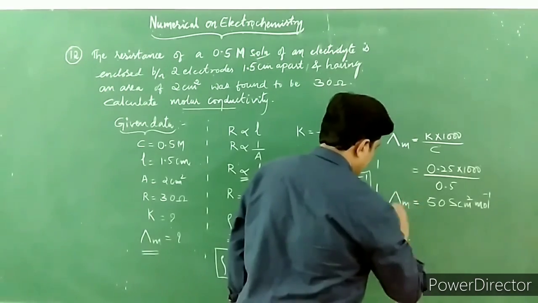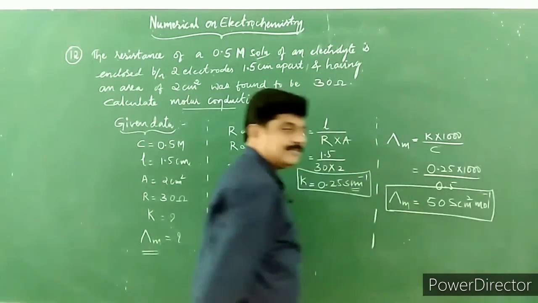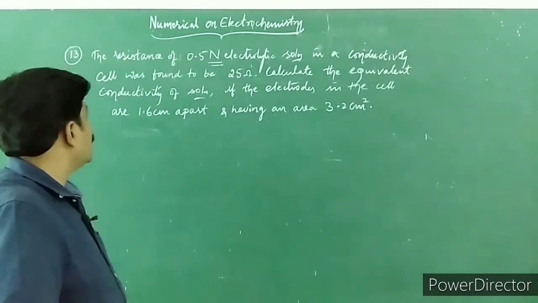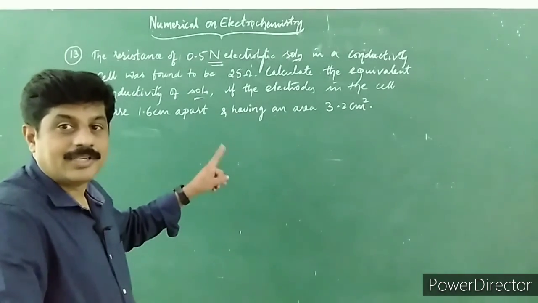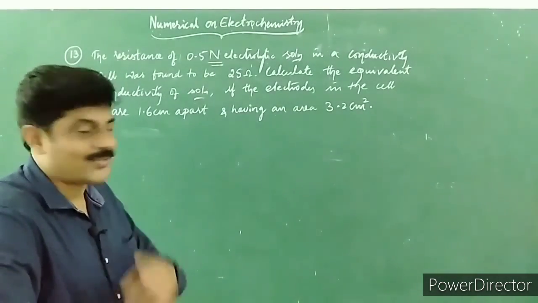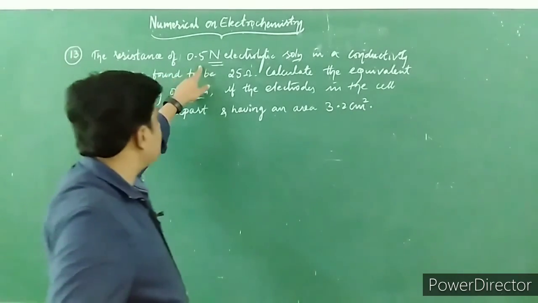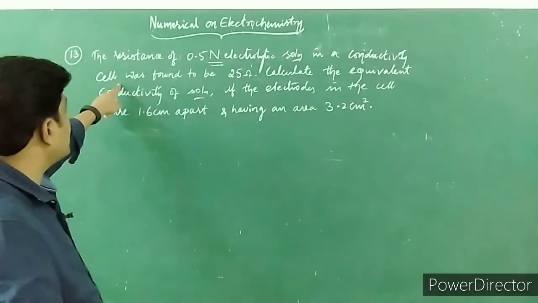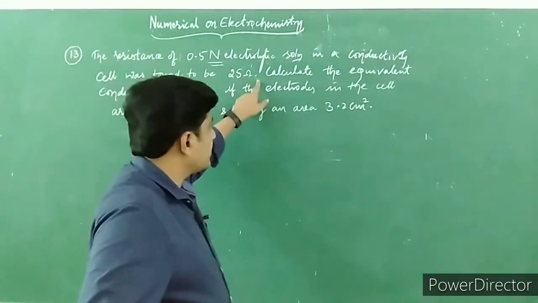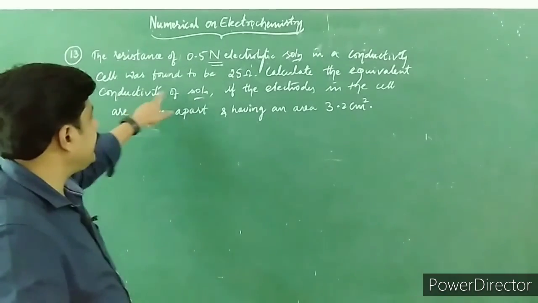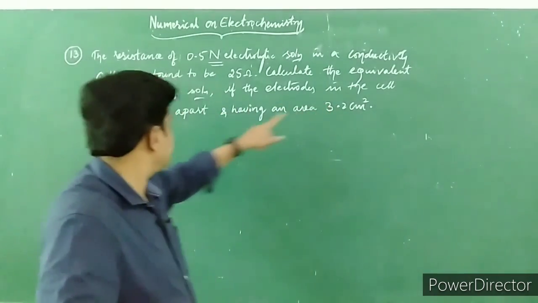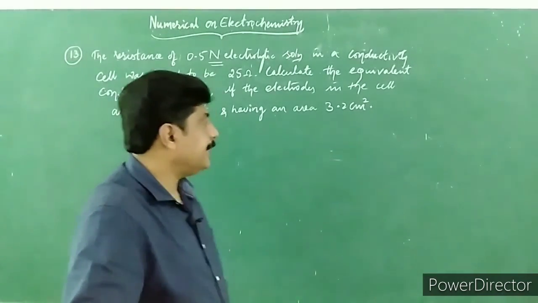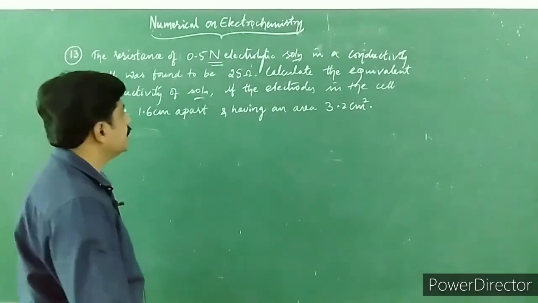This is molar conductivity. This is how you need to solve the numerical. Children, let me take up one more numerical which is similar to the last numerical which you already solved. The resistance of a 0.5 normal electrolyte solution in a conductivity cell was found to be 25 ohms. Calculate the equivalent conductivity of solution if the electrodes in the cell are 1.6 centimeter apart and having an area 3.2 centimeter square.